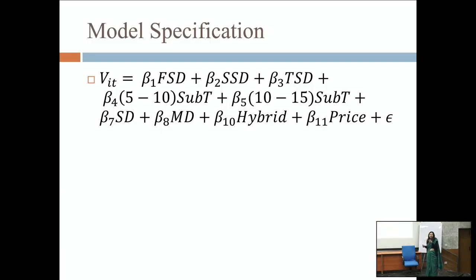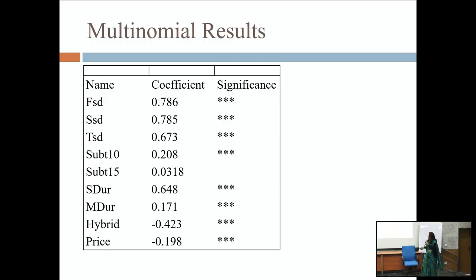Okay. In terms of writing down that equation, U_it, we can write it like this. So you can see that each of the levels will enter my equation, and then I can econometrically do my estimations.